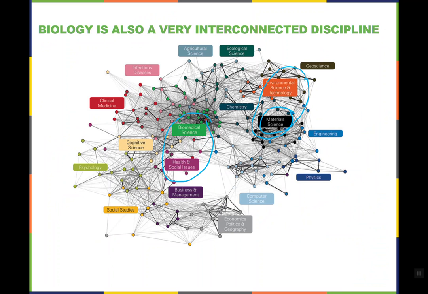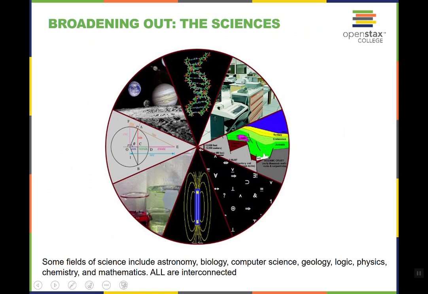And there's many, many others that I could give examples of, but I just want to point out that just because you focus on one particular area of biology, say biomedical science, maybe you want to be a doctor, doesn't mean that you can't interact with other scientific disciplines in a way that's meaningful and fulfilling to you. So you don't necessarily have to pigeonhole yourself into one thing. Some fields of science include a bunch of other fields as well. So astronomy, biology, computer science, geology, logic, physics, chemistry, and mathematics. So all of these are interconnected.